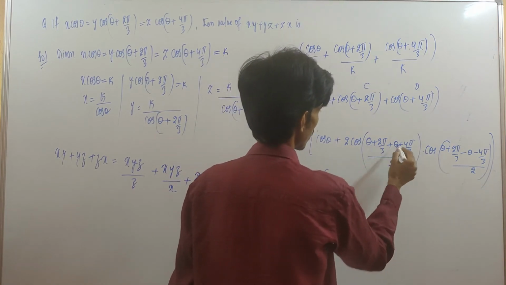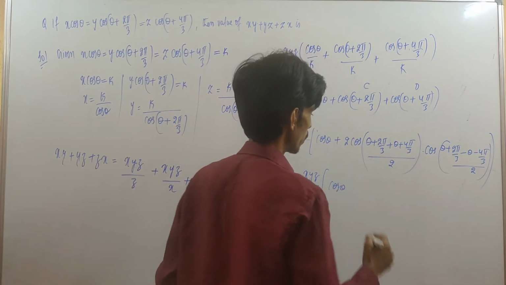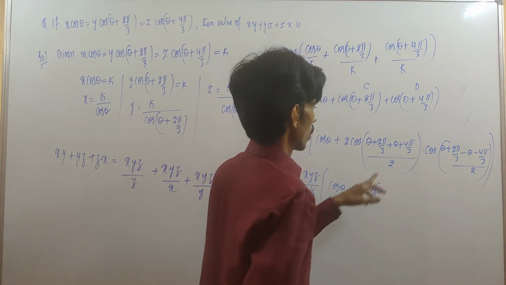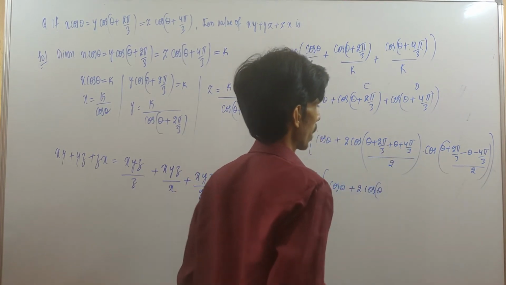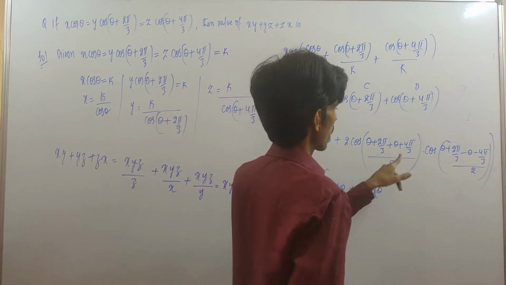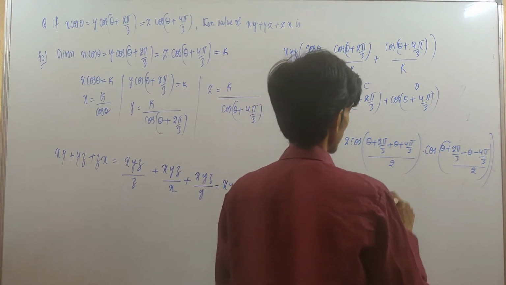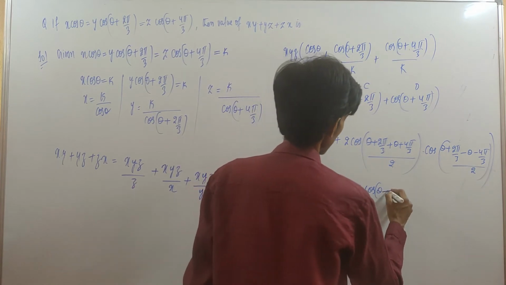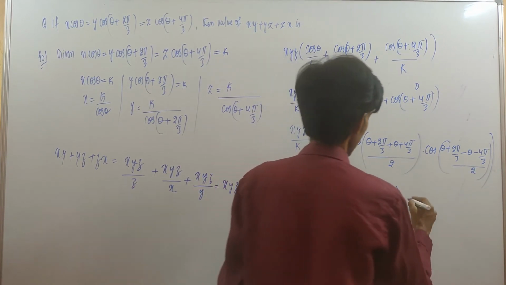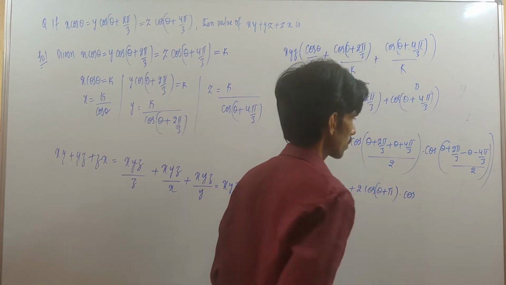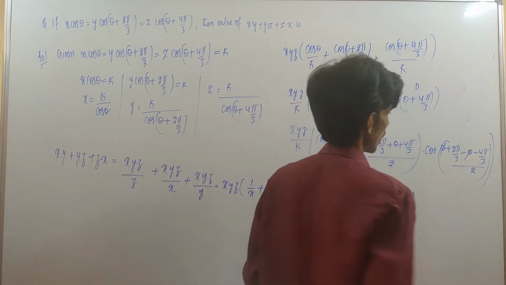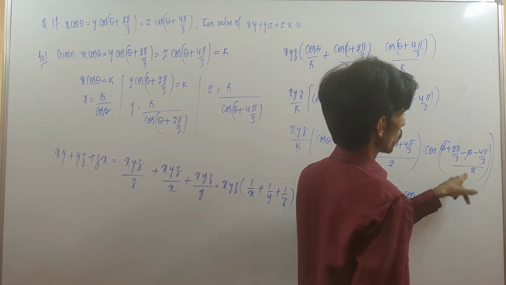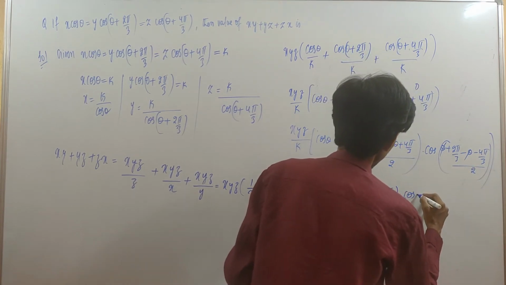Here we have theta plus theta is 2 theta, 2 theta by 2 is theta, so it will become 2 cos(theta plus ...). 2 pi by 3 plus 4 pi by 3 is 6 pi by 3, 6 divided by 2 is 3, 3 pi by 3, so it will become pi, into cos. These two theta will get cancelled. We have 2 pi by 3 minus 4 pi by 3, that is minus 2 pi by 3, divided by 2, the 2 cancels, so it will become minus pi by 3.